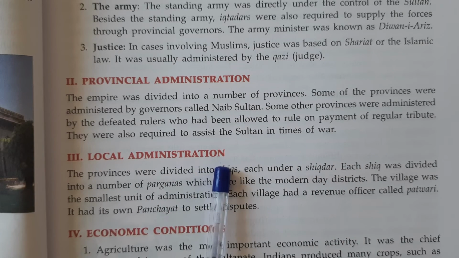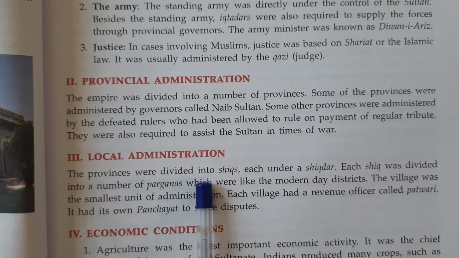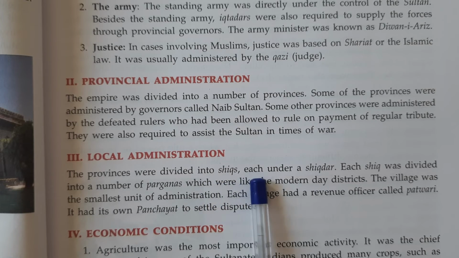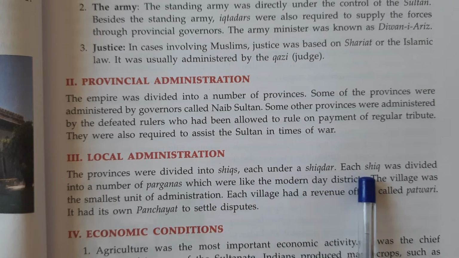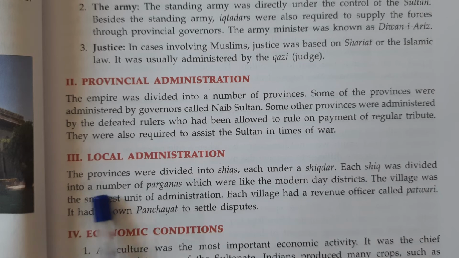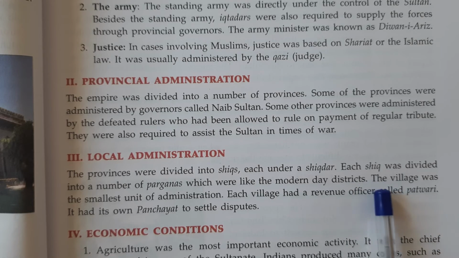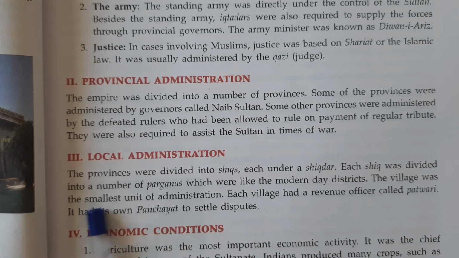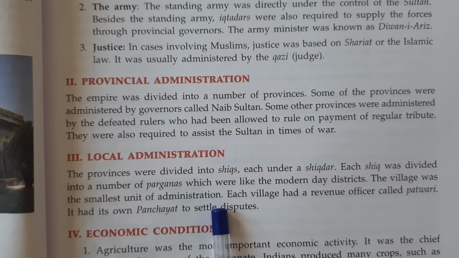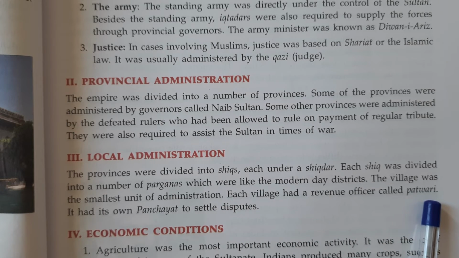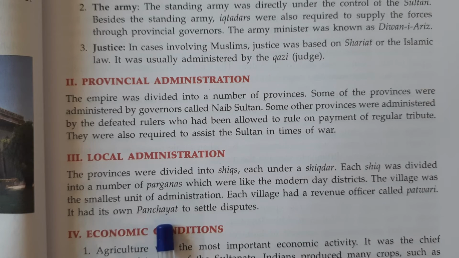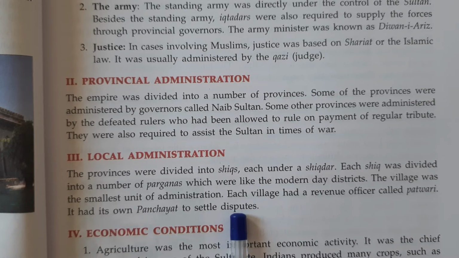Local administration. The provinces were divided into sheikhs, each under a sheikhdar. Each sheikh was divided into a number of parganas, which were like the modern day districts. The village was the smallest unit of administration. Each village had a revenue officer called Patwari. It had its own panchayat to settle disputes.